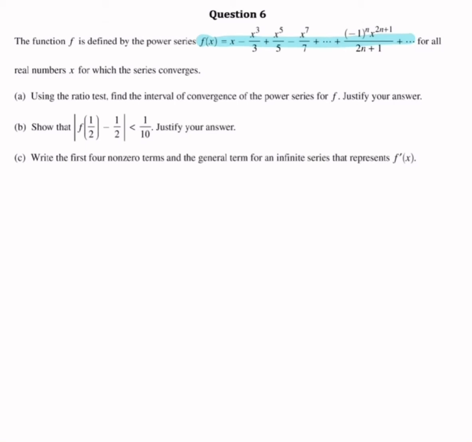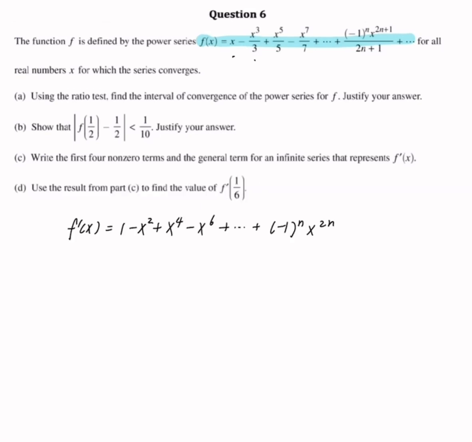For question C, we're asked to find the first 4 non-zero terms and the general term for an infinite series that represents f prime of x. Basically, we just go back to each term in the original series and find out its derivative. And this is what we get. F prime of x equals 1 - x^2 + x^4 - x^6 + ... + (-1)^n times x^(2n).